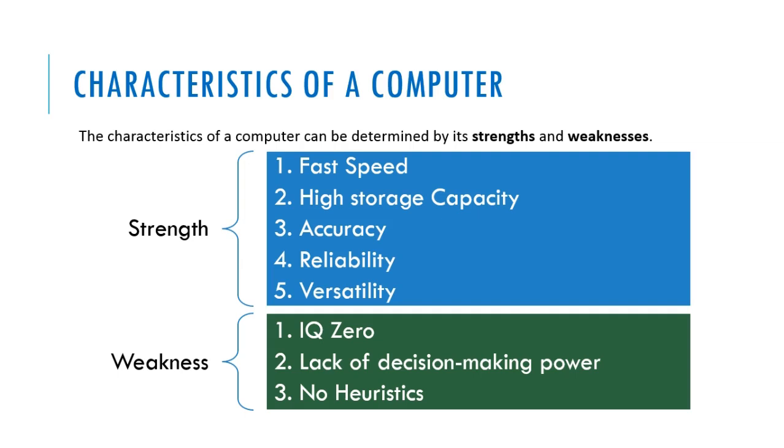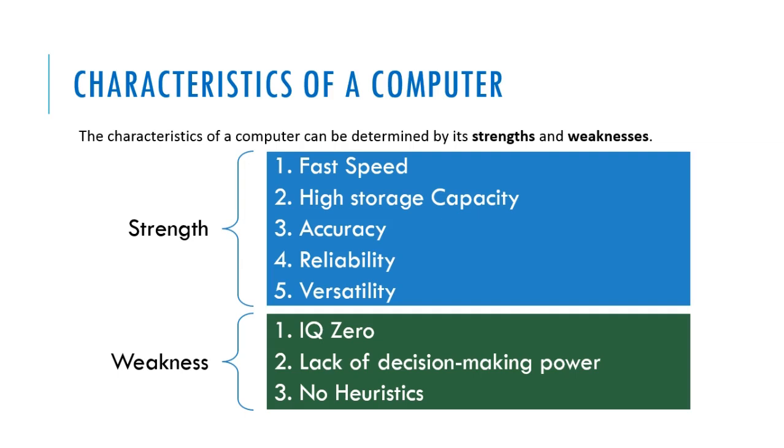The second is the lack of decision making power. It means a computer cannot decide of its own what to do and what not to do. So they do not possess this power, which is a great asset of human beings. And the third is no heuristic. Here, heuristic means learning from past experiences. If the computer commits an error once and a similar situation occurs again, the computer will still commit the same error again. It means computer cannot learn from its past experiences.